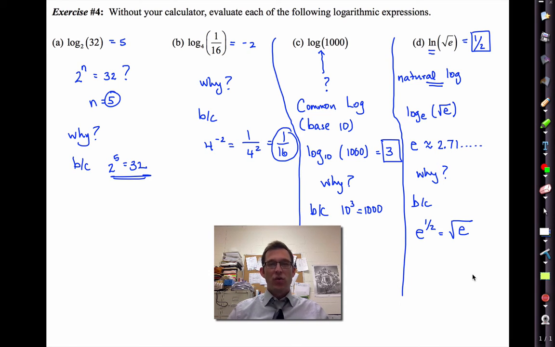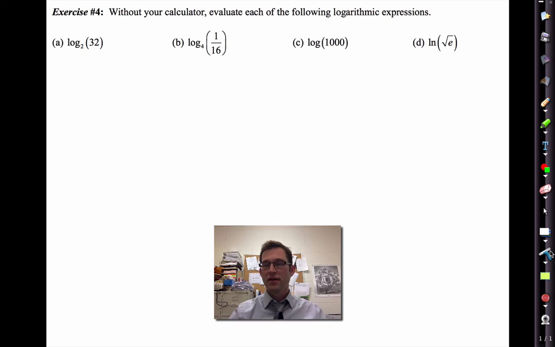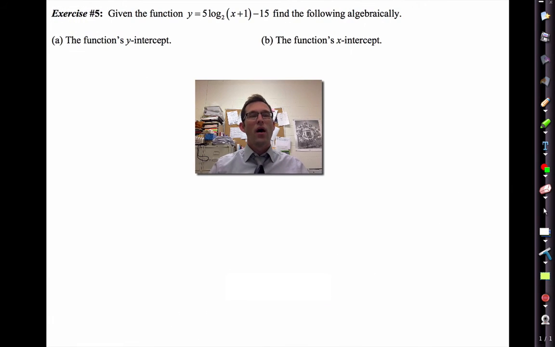All right, so write down whatever you need to, and then we'll move on and do some more work with logarithms and exponentials. Okay, let me clear it out, and let's keep going. All right, exercise 5.